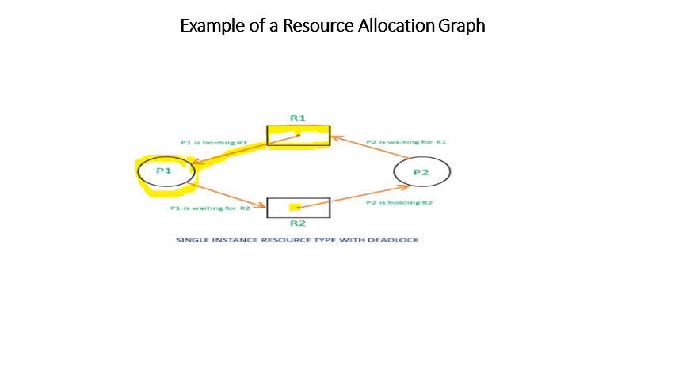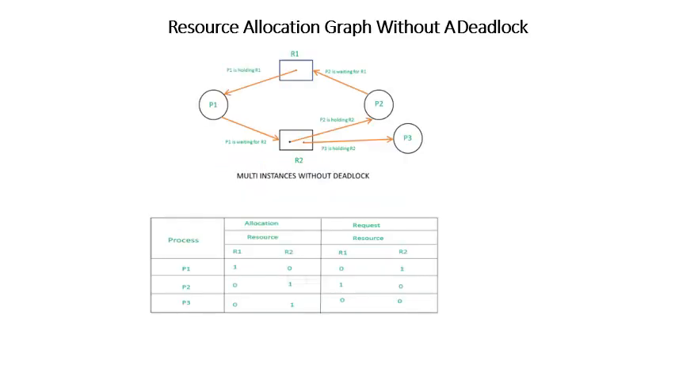So here, what will P1 do? P1 won't release R1 until it gets R2. And coming to P2, process 2 won't release R2 until it gets R1. So here there is a deadlock. I hope you all understood. Next, we are moving to the next slide.